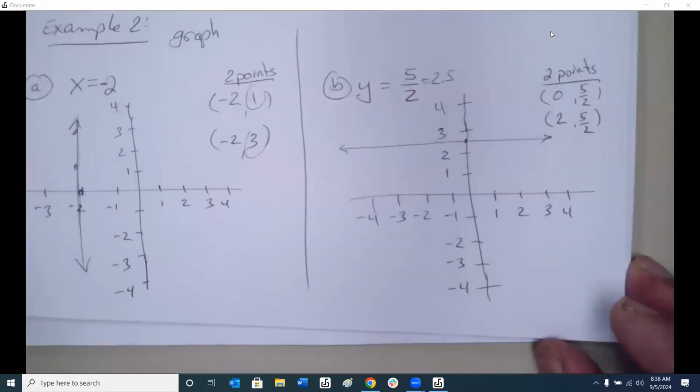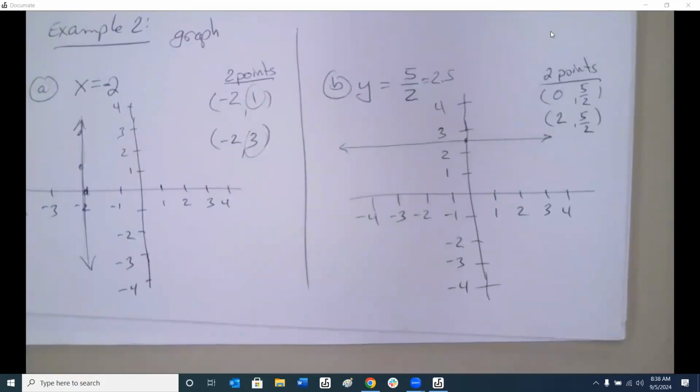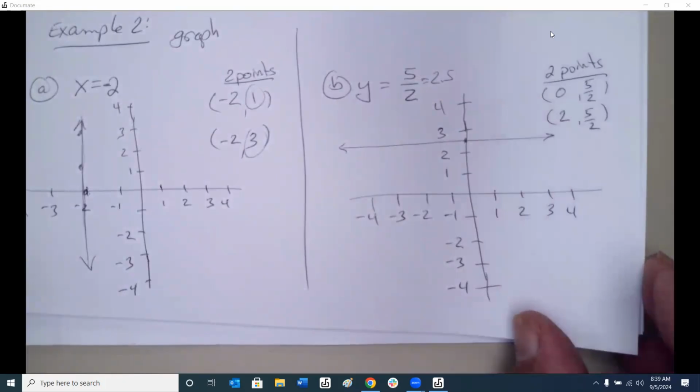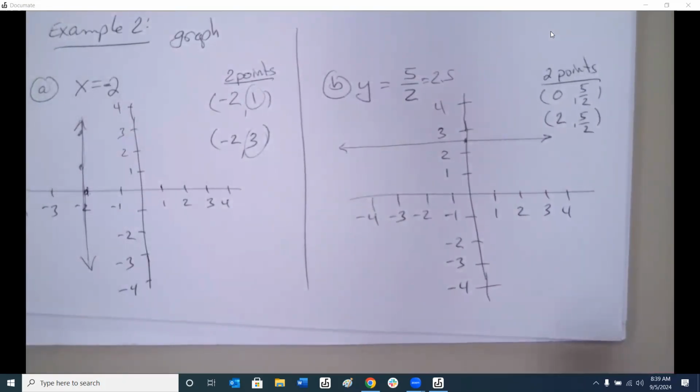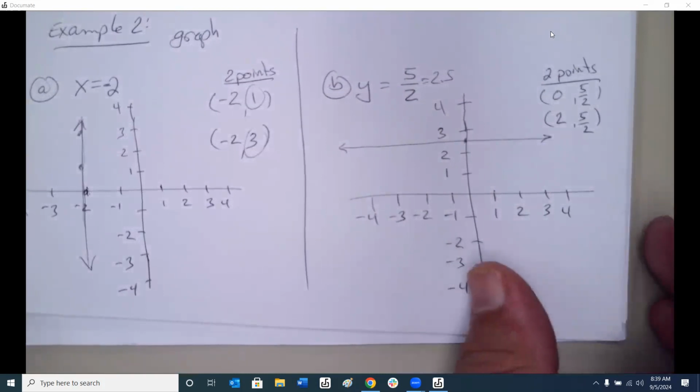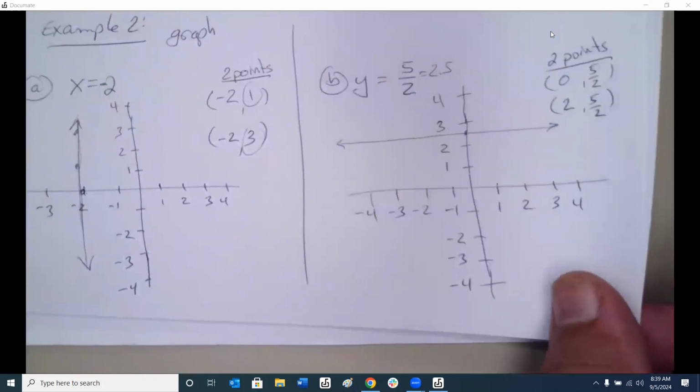All right, so that's that part. Any questions? For some reason, the horizontal and vertical lines give people the most trouble because it's missing something. It's missing the rest of the equation. But that's all it really means. Okay.